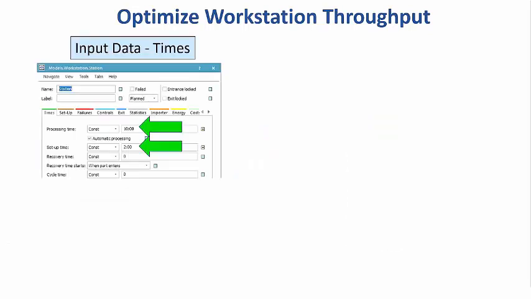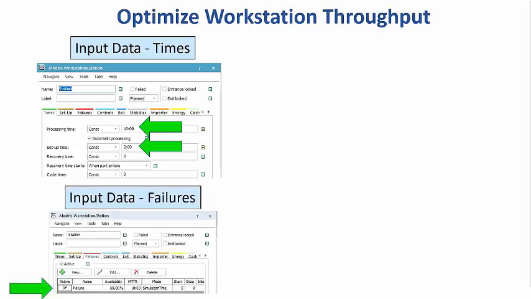Input data for stations always includes a processing time, in this case a constant time of 10 minutes. Sometimes it also includes a setup time, which can represent a time to load a part, to change a welding tip after a given number of welds, etc. Here there will be a constant 2-minute setup for each part.